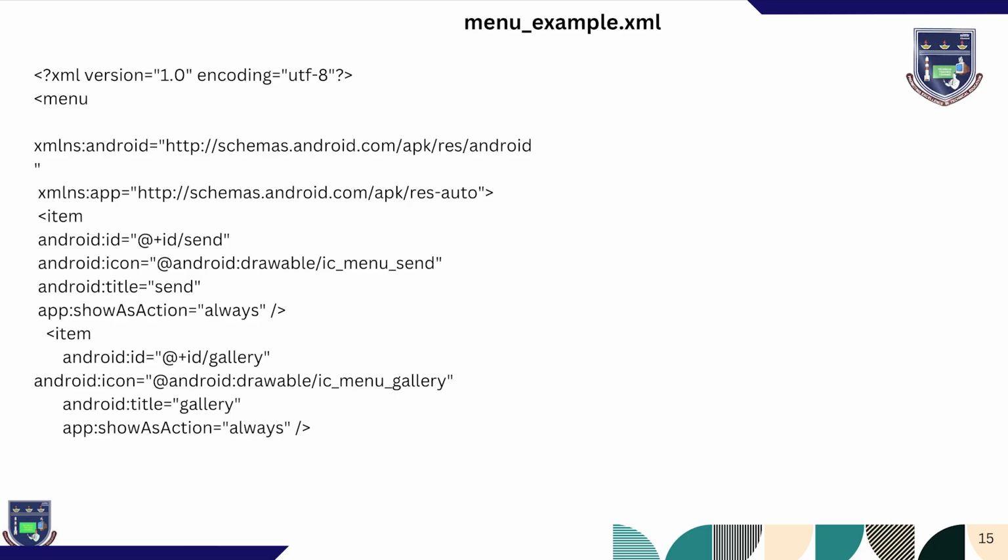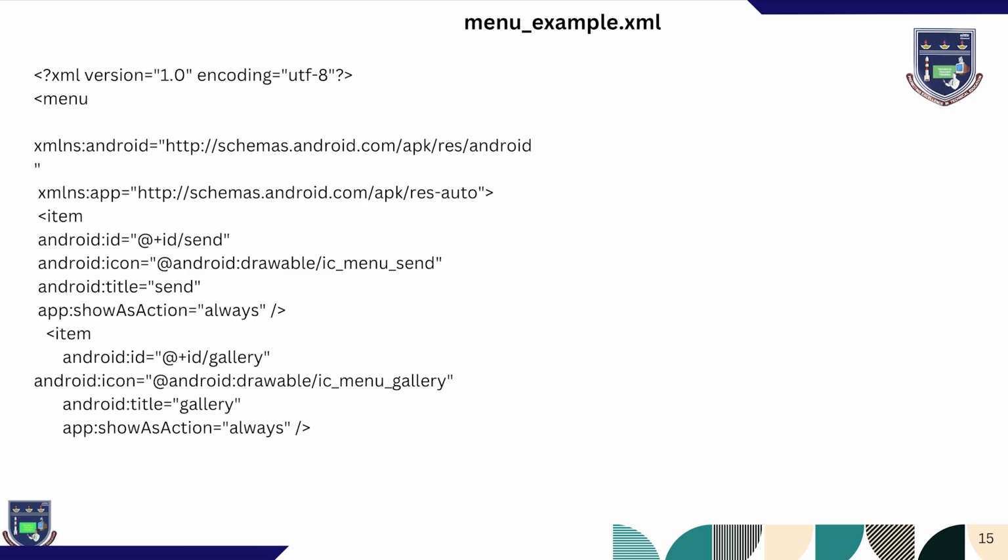Then next, we have adding the menu item 2, which is gallery. This is similar to send, so this item always appears in the action bar with a gallery icon. Then we have a third menu item, that is call. This displays the call action with the call icon. It is also marked always, so it will appear in the action bar if the space is available.